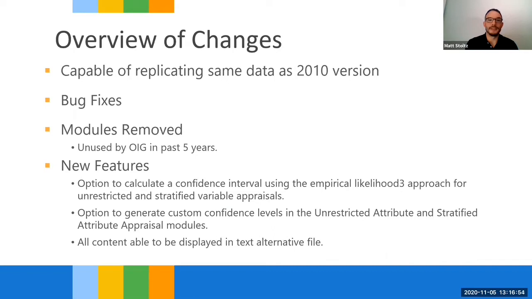All content is able to be displayed in a text alternative file. So if you want to save all of your work in a text file and not have to take screenshot after screenshot, the 2019 version will convert everything that it presents to a text file that you can save and have in your files when you save them.